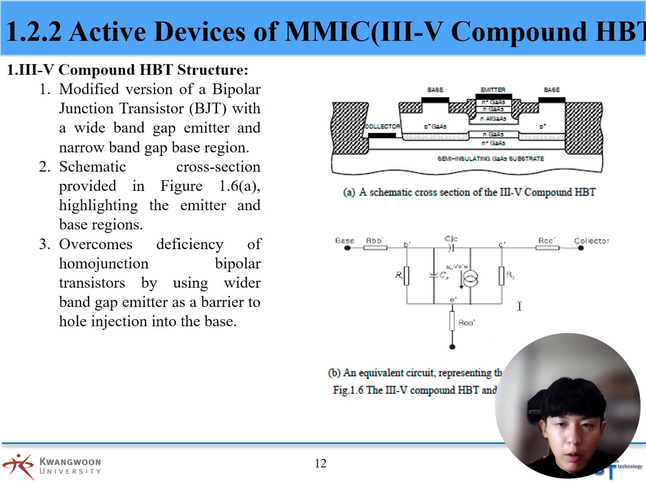This part is the compound HBT. It is a modified version of BJT with a wide bandgap emitter and narrow bandgap base region. Figure 1.6a provides the structure, and it highlights the emitter and base regions.